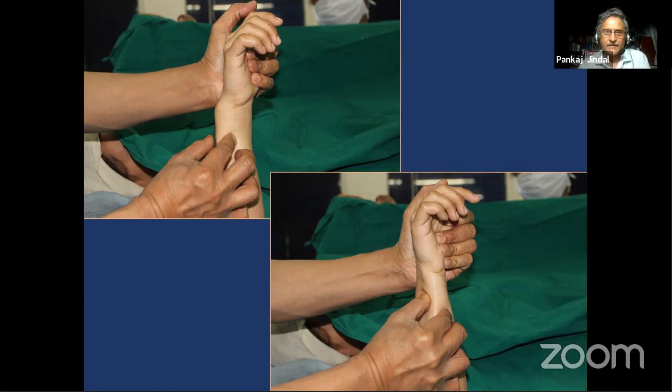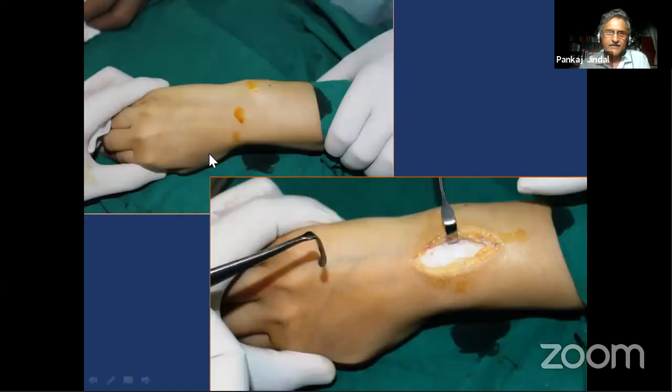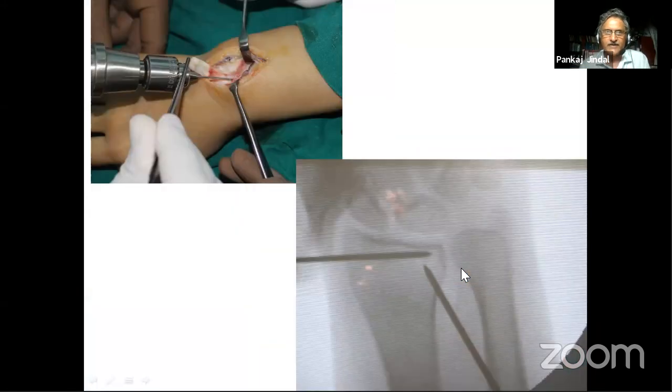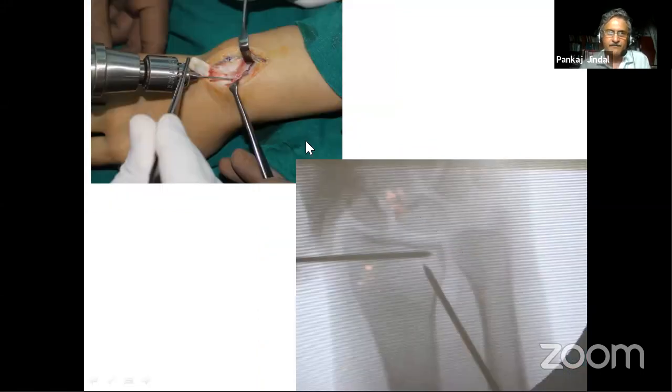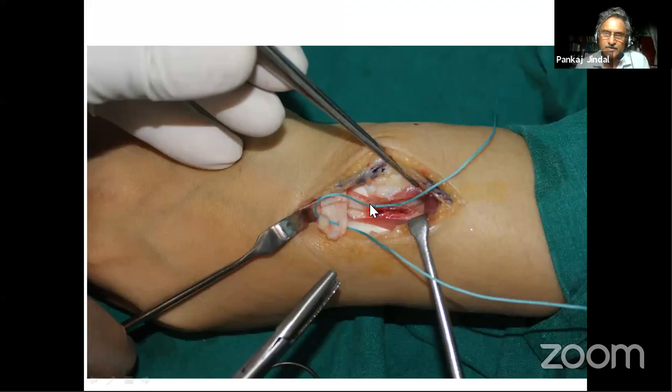This was an unstable ulna. This is the radius styloid, ulna styloid, dorsal tubercle, and a dorsal incision. We dissected out a tongue of extensor retinaculum, which is based on the ulnar side. The extensor digitorum communis tendons were reflected onto the radial side, and we made two holes as mentioned. We combined these two holes, and using number two Ethibond, this extensor retinaculum was sutured after reducing the ulna.